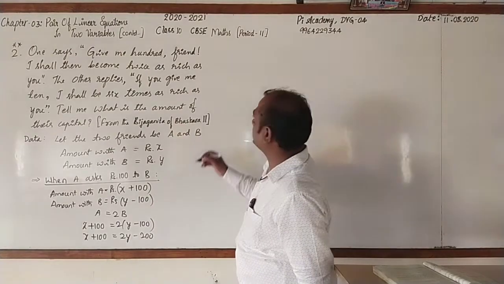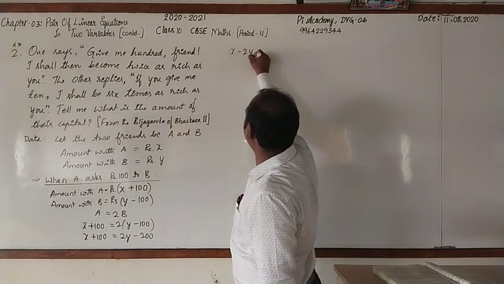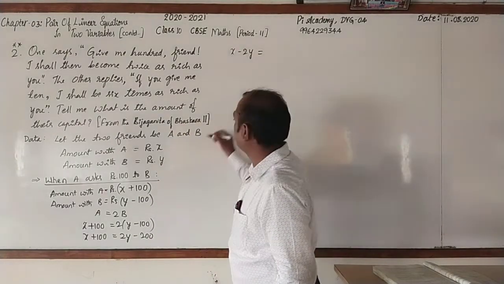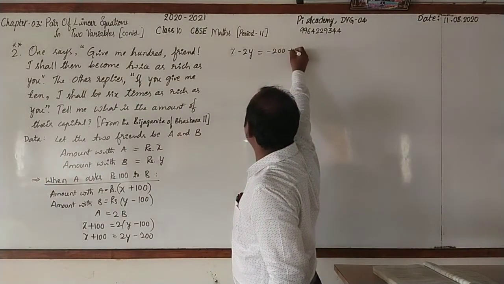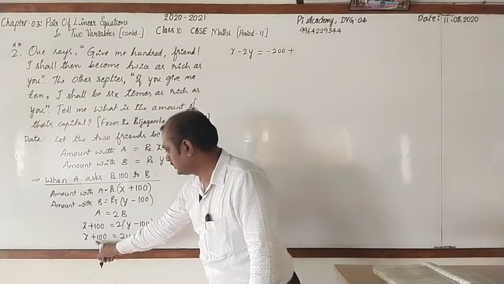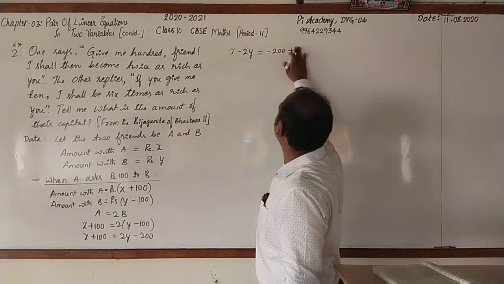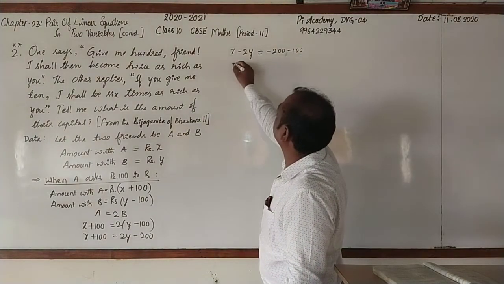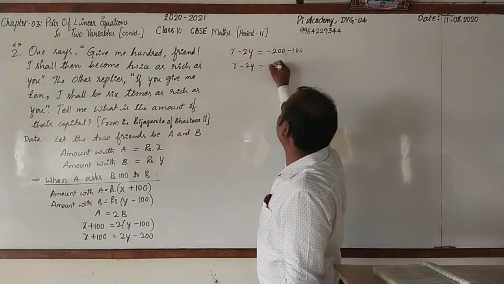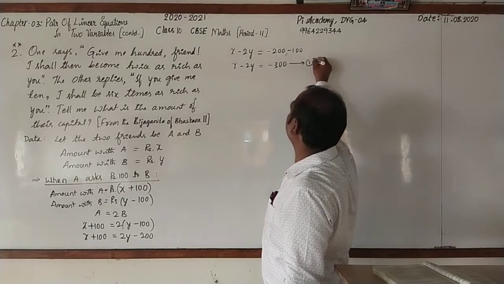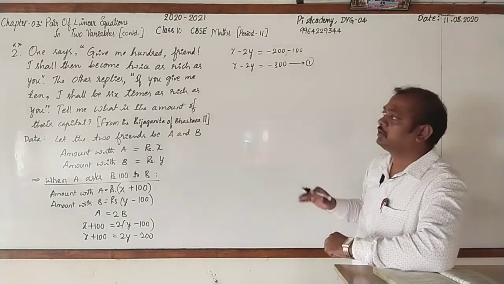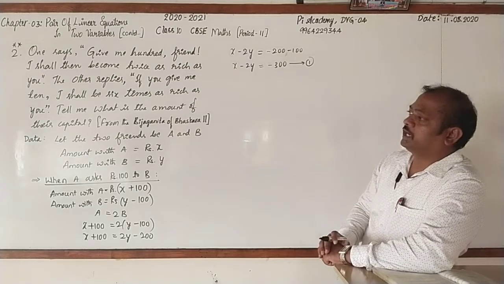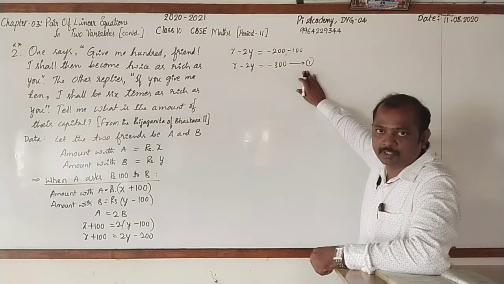Next, transfer 2Y to the left hand side. It is X minus 2Y. This is equal to minus 200, and transferring 100 to the right hand side, minus 100. Then X minus 2Y is equal to minus 300. You may call it equation 1. Now let's move on to another statement. Hope that you have copied up to here.